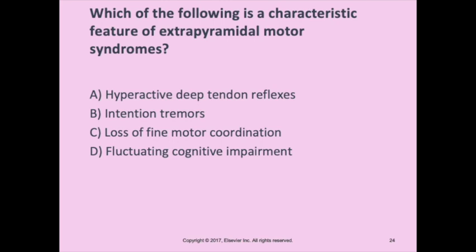The extrapyramidal motor syndromes encompass a group of movement disorders that result from the dysfunction or the damage to the basal ganglia or the connections. And these will involve abnormalities in movement, control, posture, and muscle tone. So intention tremors, these are characterized by very rhythmic oscillations of body parts during purposeful movements. And it's a very common feature of the extrapyramidal motor syndrome.